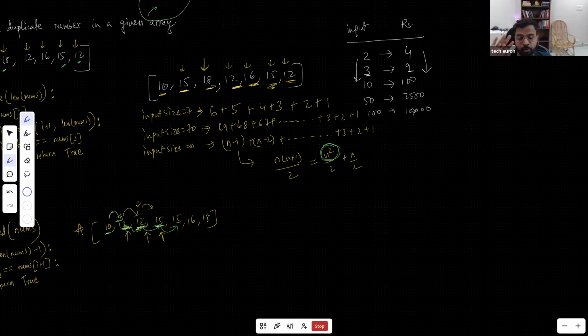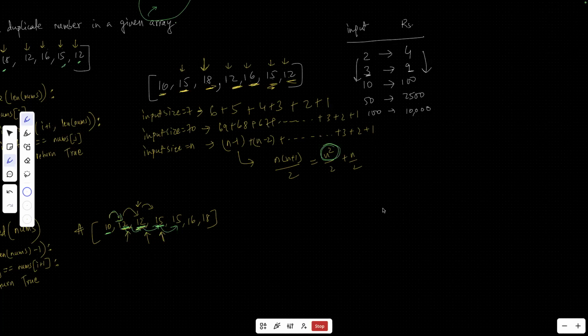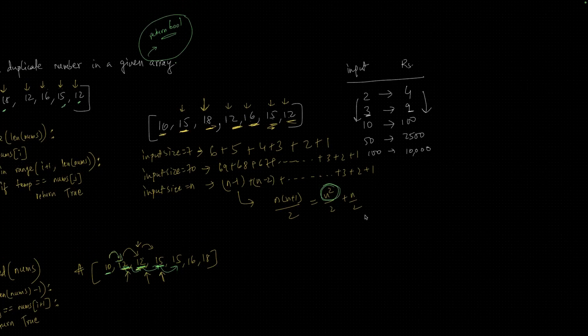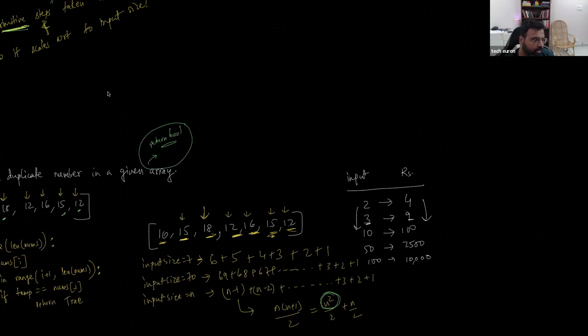Did you understand, guys? This is the most important thing that we have to understand. So how should input 2 take 4 steps? Because 2 means 2 comma 1, right? 2 steps. But how is it n square? The input is 2. I explained it, same thing I explained.